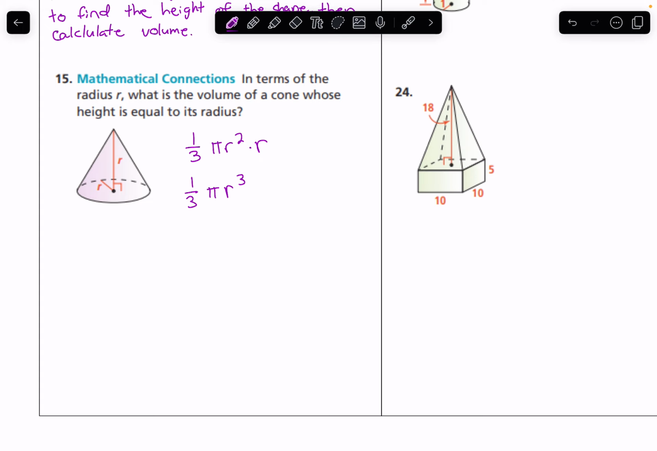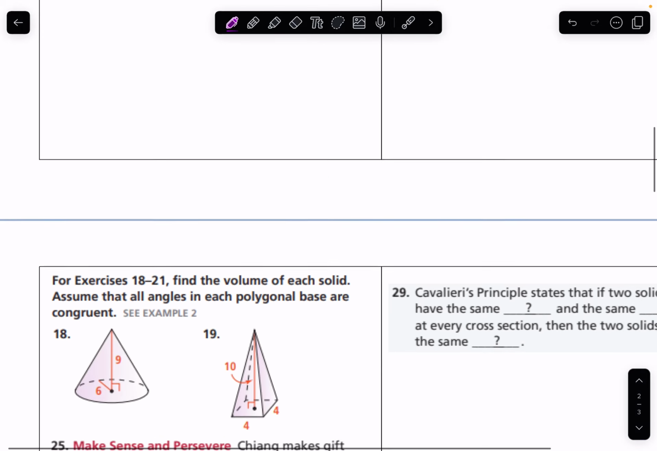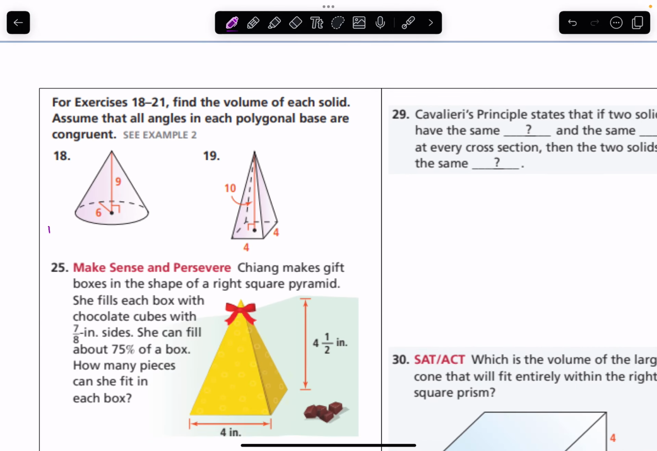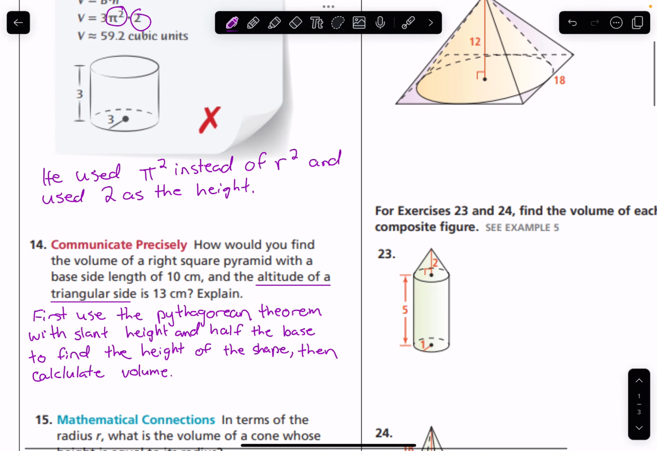Number 18, we're finding the volume of both of these. So for 18, we'll take 1/3 the area of the base, pi, times 6 squared, times 9. And that's going to be 339.3, roughly. And then for 19, we've got another 1/3 the area of the base, which is 4 times 4, or 4 squared, times the height of 10, and that's 53.3 units.